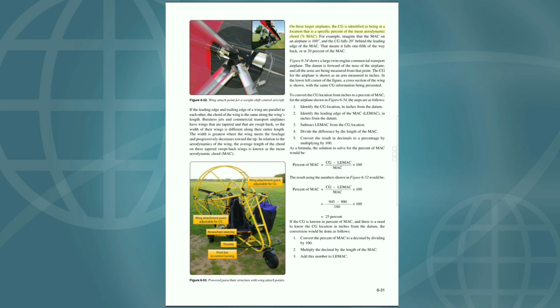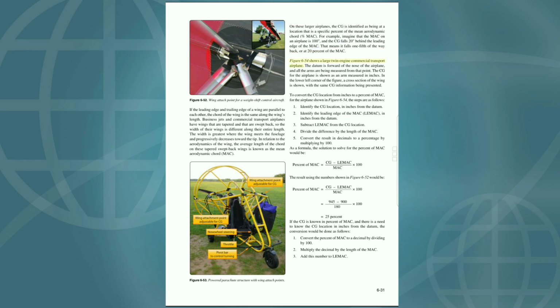On these larger airplanes, the CG is identified as being at a location that is a specific percent of the mean aerodynamic chord, percent MAC. For example, imagine that the MAC on an airplane is 100, and the CG falls 20 behind the leading edge of the MAC. That means it falls 1/5 of the way back, or at 20% of the MAC.